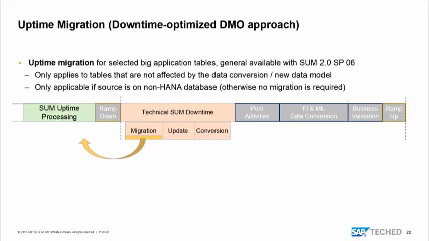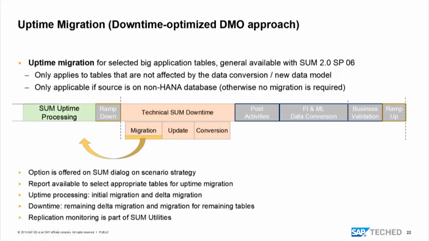By the way, for a classical migration to ERP on HANA, you can use this as well, downtime optimized DMO. You can only select tables that are not affected by the new data model, and of course it only applies if source is not yet on HANA. The option was already shown on my live system, downtime optimized DMO, so it's part of the first 3 dialogues to select this option. There is a report that supports you in selecting which application tables you provide to the tool, based on table size, maybe migration rate, things like this.